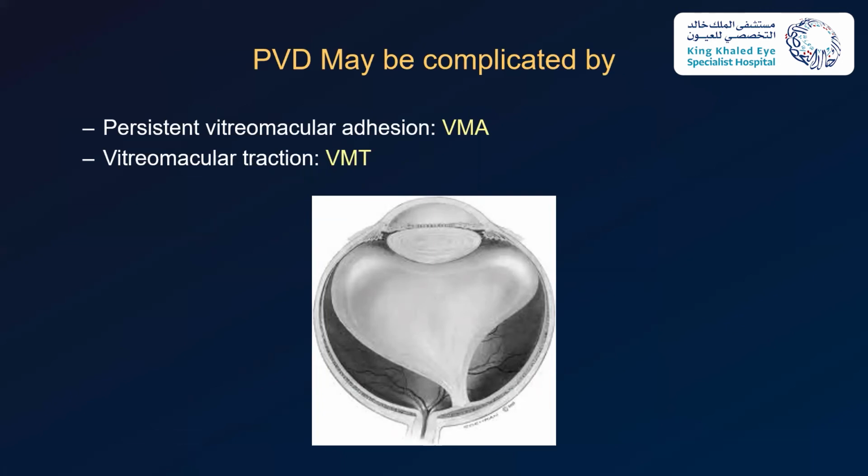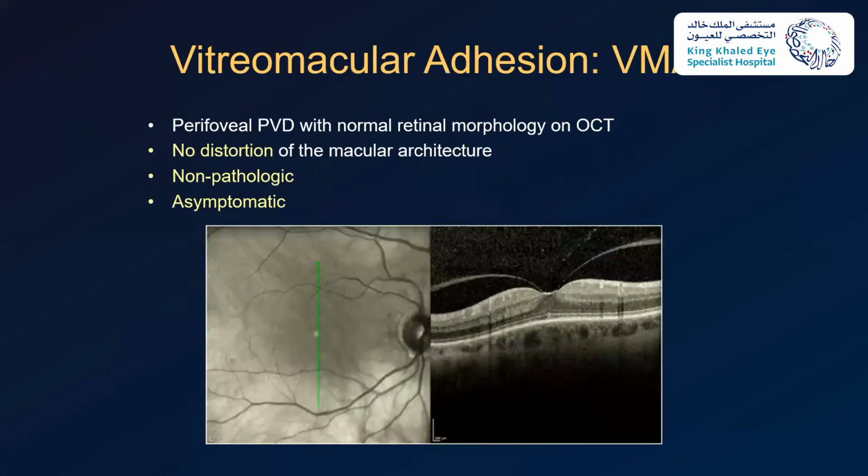And sometimes, not just by adhesion, but actually by pulling of the vitreous cortex on top of the fovea, causing vitreomacular traction. So you have vitreomacular adhesion and vitreomacular traction. Here's an example of vitreomacular adhesion.